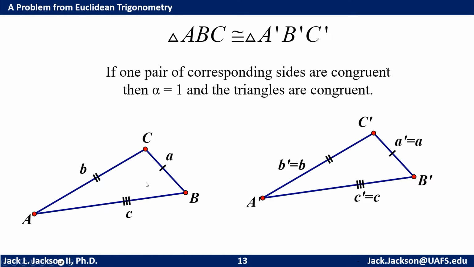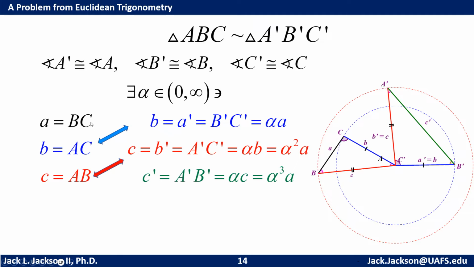So of course, again, if alpha is 1, we got congruent triangles. So look at this.